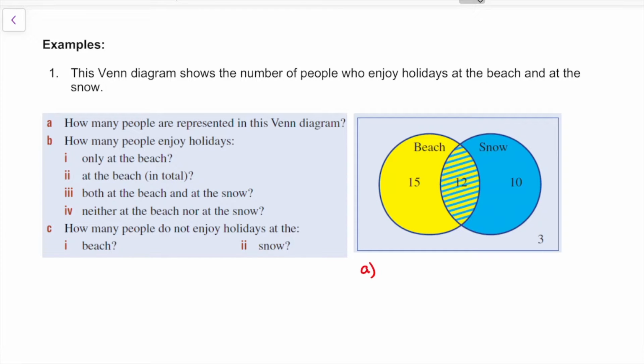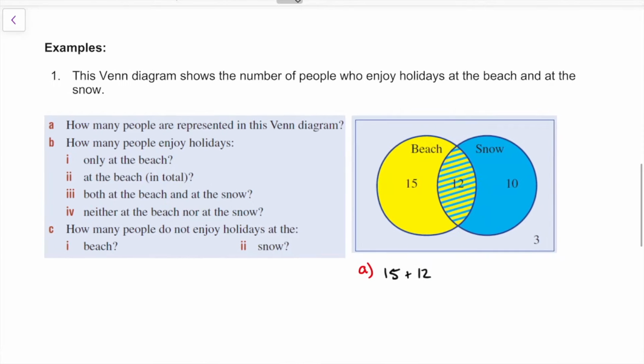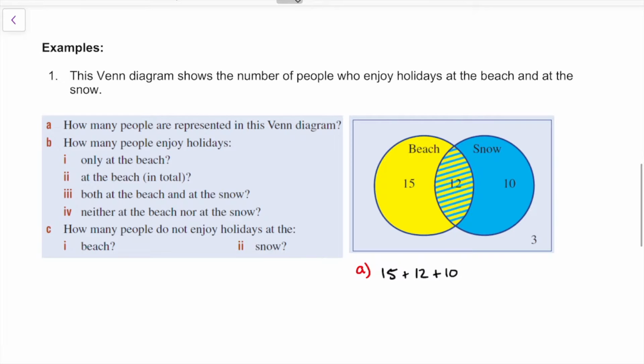So this is part A. So we just have to add up those four numbers. We've got the people who like the beach. Well, there's 15 of those. People who like both of those holiday destinations, that's 12. Plus the snow lovers, well, that's 10. And then the last three, well, they're the people that don't like the beach or the snow. All right? They probably like the staycation idea. When we add it all up, we get 40. So there are 40 people represented by this diagram.